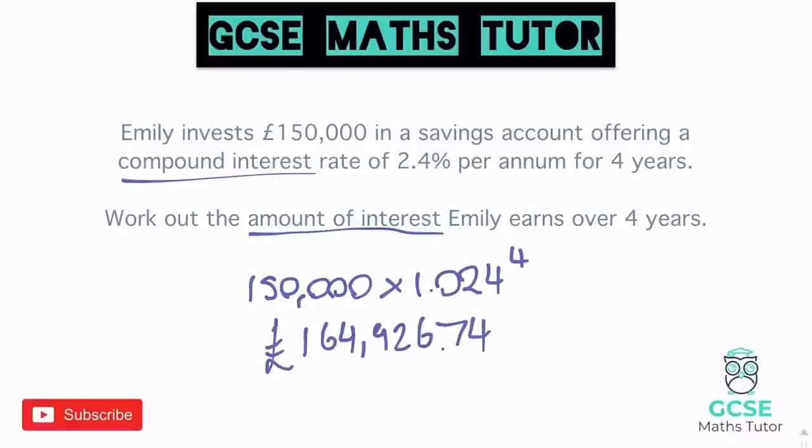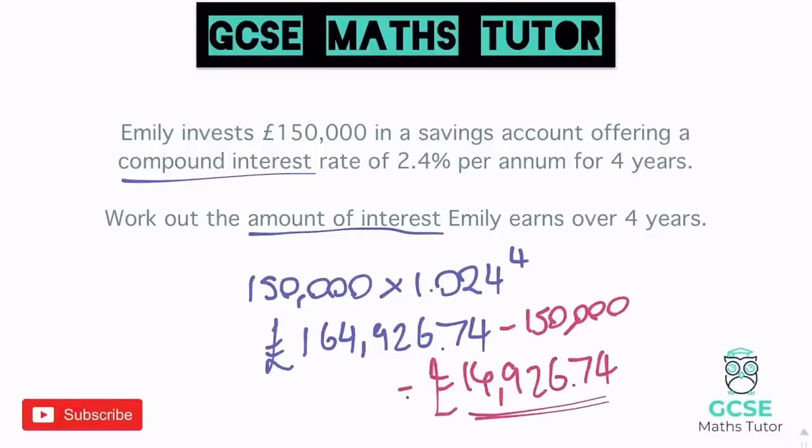Now, just being careful on this question because it does say how much interest does Emily earn? So we're going to want to subtract that original 150,000. So take away the 150,000 for this particular one, and that gives us £14,926.74 again to the nearest penny. So there's a bit of compound interest, just remembering this multiplier here and how that works with compound interest, not forgetting the 0 there, because if we were to put 1.24, that would increase it by 24%, so we don't want that one there.